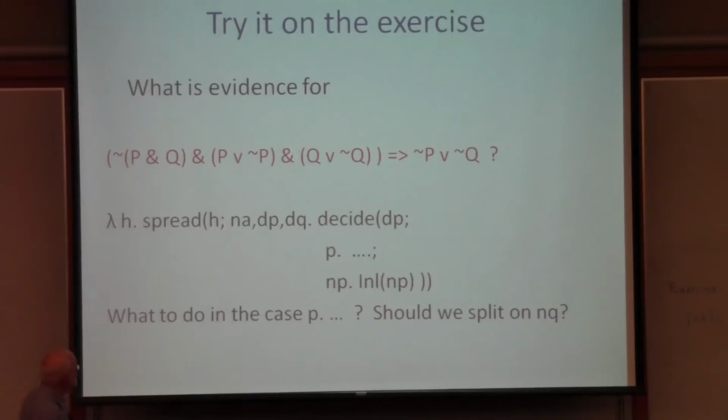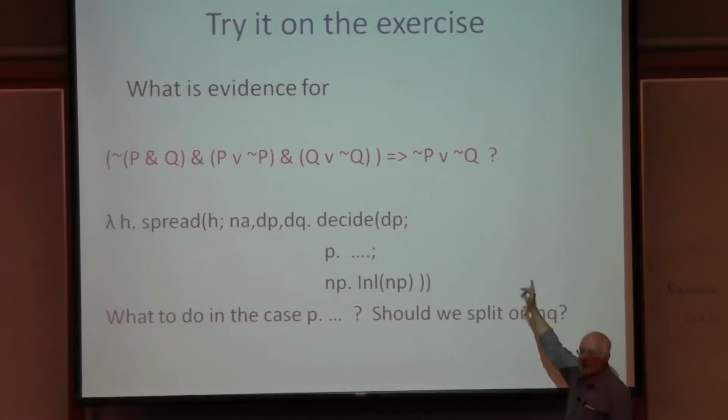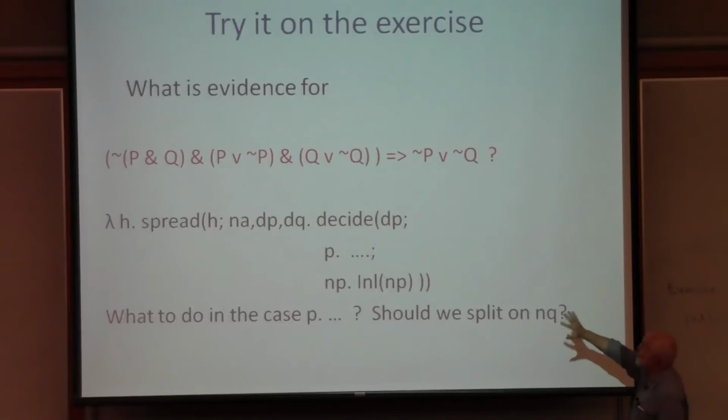You've broken it up into those. And now what do you have to do? You're going to have to produce something that will give you a realizer there. It's going to have to give you an inleft or an inright. It's going to have to decide whether it's not P or not Q.